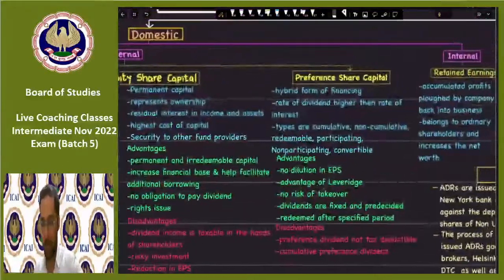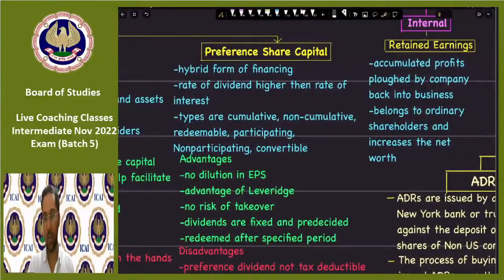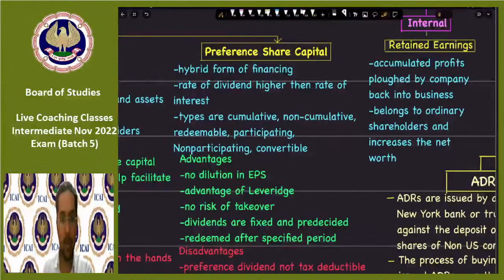Okay. Then coming to the preference share. Preference share capital is a typical hybrid form of financing, in which we say it has features of equity as well as debt. In the form of equity, they are part owners of the company in the sense that when the company gets liquidated, they will be paid only after the debenture holders are paid off. And in the form of debt, I need to pay them a fixed amount of dividend. So the rate of dividend, generally we say, is higher than the rate of interest.